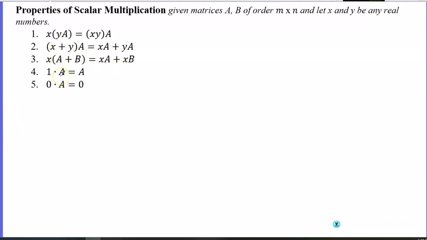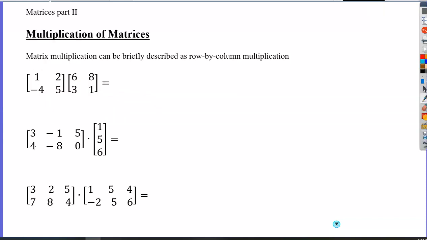And then multiplying any matrix by 1 just gives you A, obviously, and any matrix by 0 gives you the 0 matrix, which would be an empty matrix. Okay, basic operations. Okay, so matrices part 2.